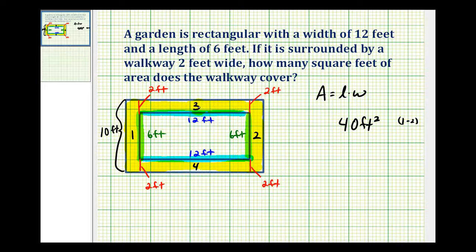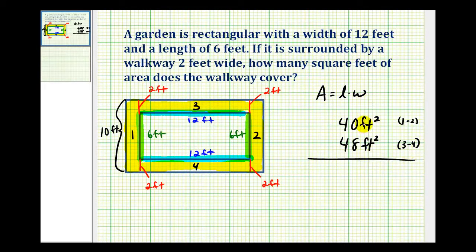And then for the area of rectangle 3 and 4, looking at rectangle 3, the rectangle is going to have the dimensions of 12 feet by 2 feet. 12 feet times 2 feet would be 24 feet squared. But again, rectangle 4 has the same area, giving us a total of 48 square feet. Again, this is from rectangle 3 and 4.